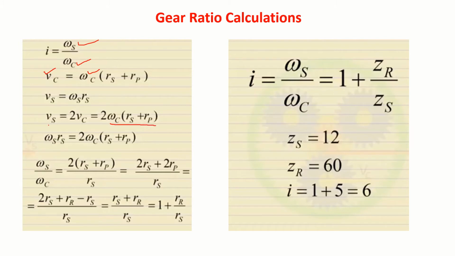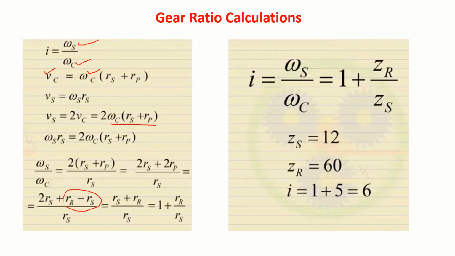Correct. So Vs is omega s Rs. This is 2 omega c times (Rs plus Rp). So omega s by omega c, which is equal to I, from this equation you will get this. So 2Rs plus 2Rp by Rs is also equal to 2Rs. So you can write this 2Rp, Rp, that is Rr minus Rs, divided by Rs.